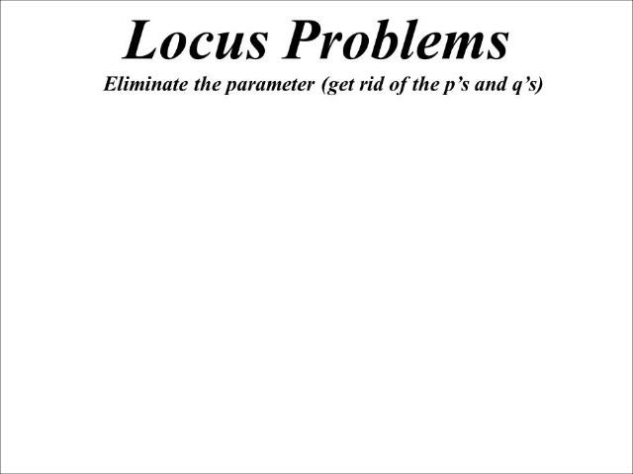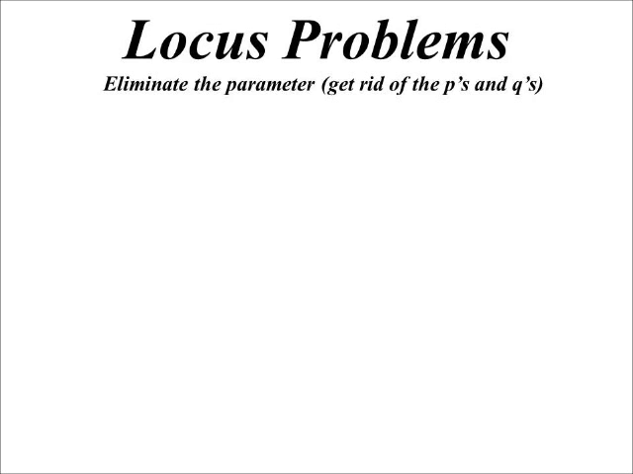So the last part of this topic is sort of like the first part of this topic. If you remember, we started off looking at locus problems. Now we're back at looking at locus problems, but this time more specifically ones that arise from the parabola. Basically, we're going to get rid of the P's and Q's. So we're going to be dealing with parametrics, and we just want to get rid of the parameters. That's the idea. Eliminate the parameter.